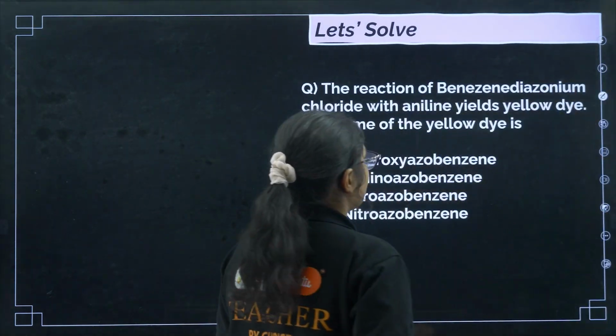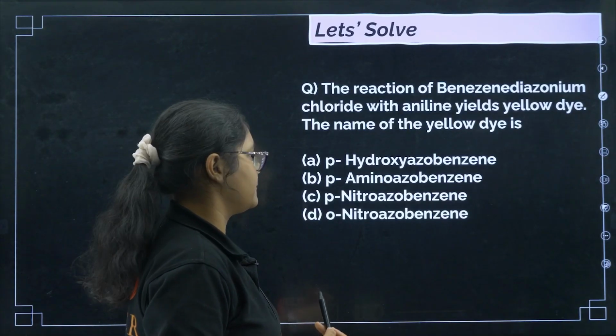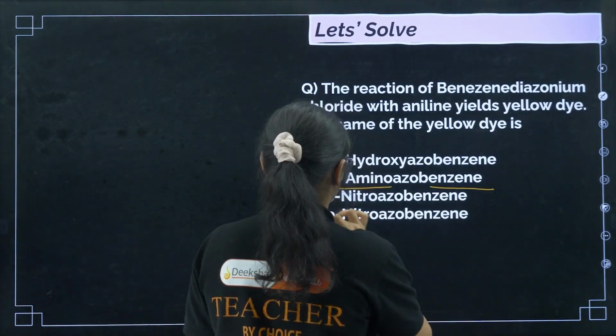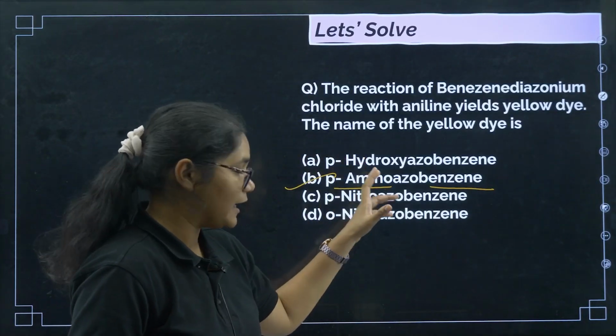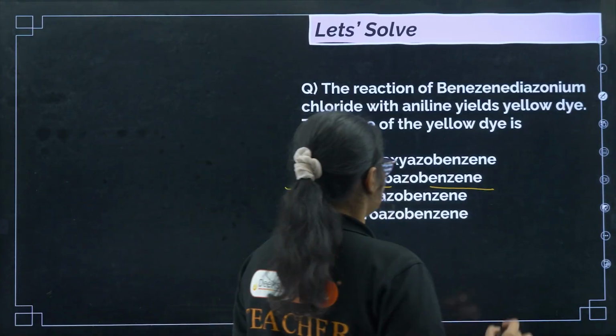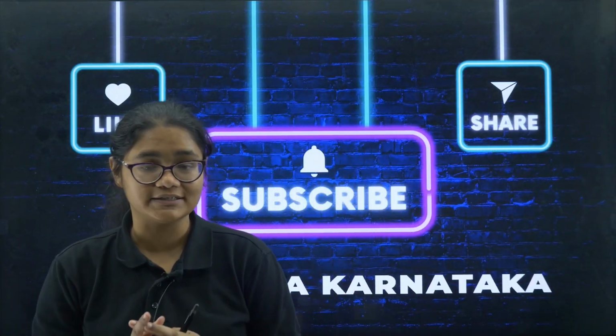Yes, next, the reaction of benzene diazonium chloride with aniline yields a yellow dye. The name of the compound, as we have just discussed, is para amino azobenzene. Option number B. Remember the color also. For amino azobenzene it is yellow and for hydroxy azobenzene it is orange in color.